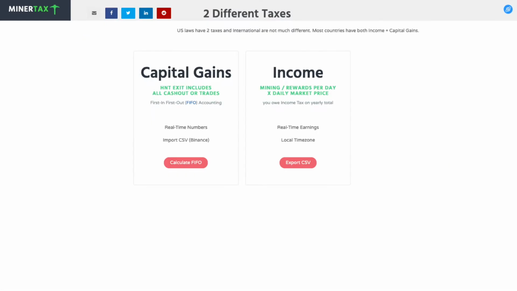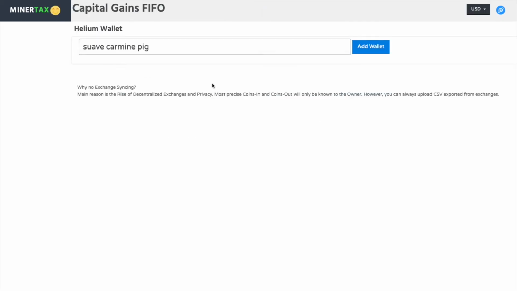The second taxable event is called capital gains tax. This means that whenever you cash out to dollars, trade for another coin, or use it as payment for business expenses, you spend that coin, so the law taxes the coin value differences. Minor Tax uses FIFO, first in, first out, the accounting method that is most common around the world.